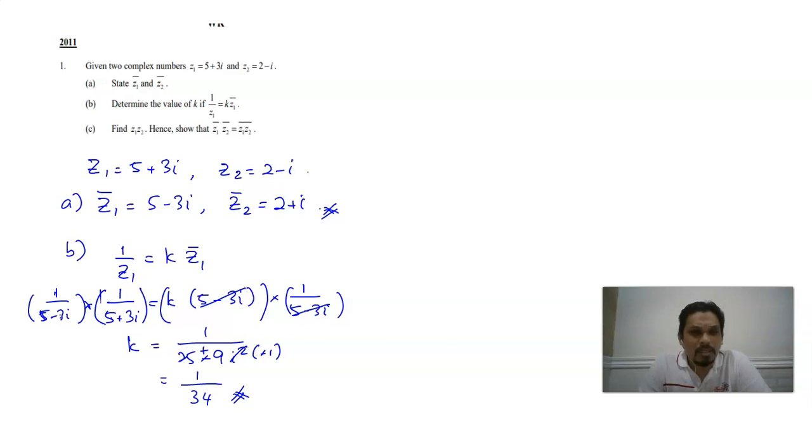Now, find Z1 multiplied with Z2. Hence show that Z1 bar and Z2 bar equal to Z1 and Z2 bar. Okay, for question C, Z1 multiplied with Z2 equal to 5 plus 3i and 2 minus i.